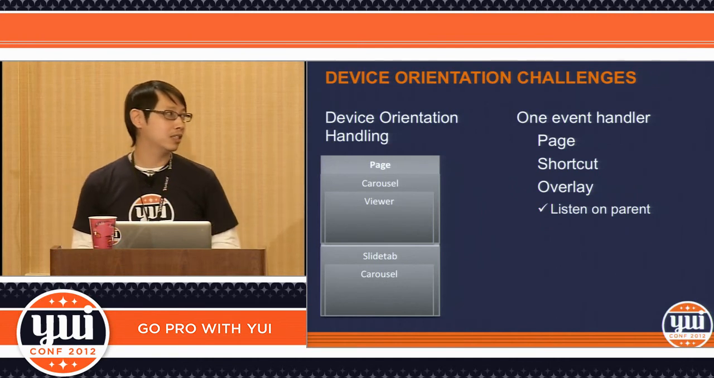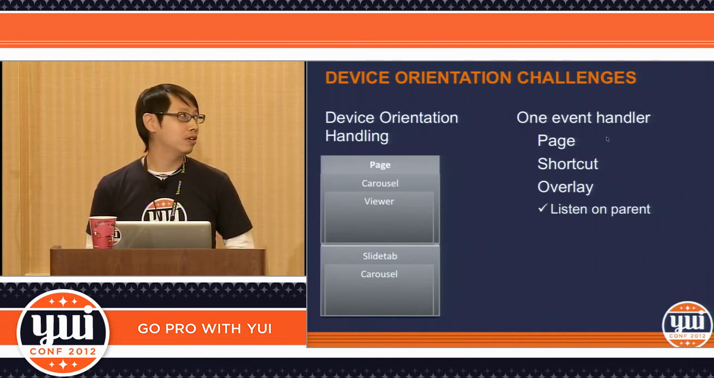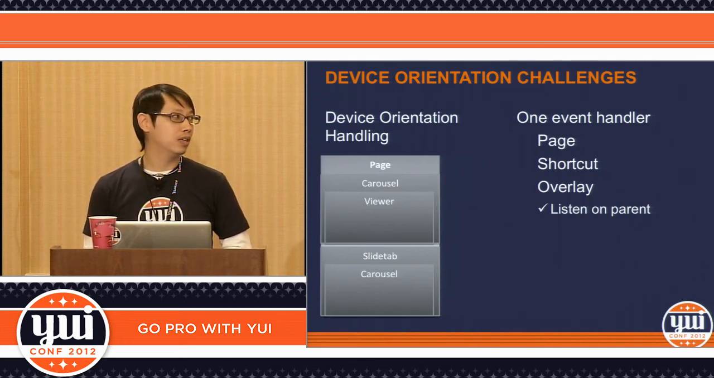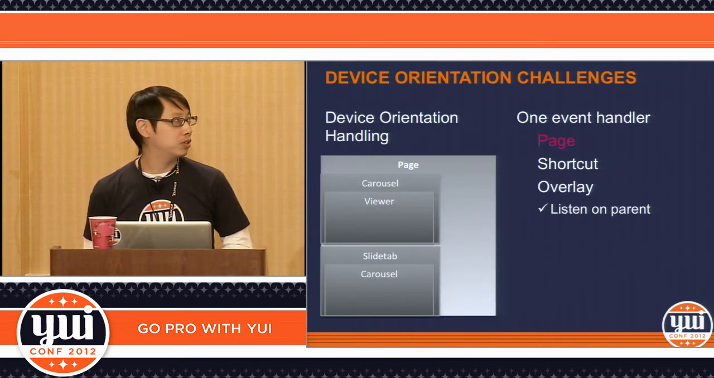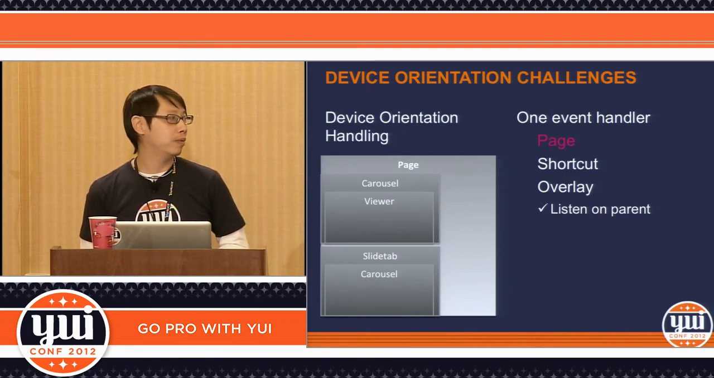So our solution is we only handle these three widgets in our event handler, and all others are handled by the YUI event model. That means any other widget, when it is initialized, will search for its parent, then listen on the size change events. So here goes the solution like this. Page, shortcut, and overlay. Then everything else is done by listening on the parent.